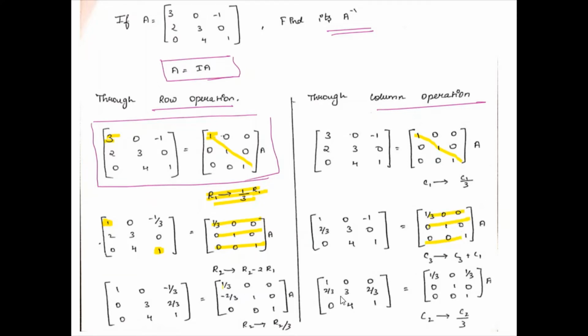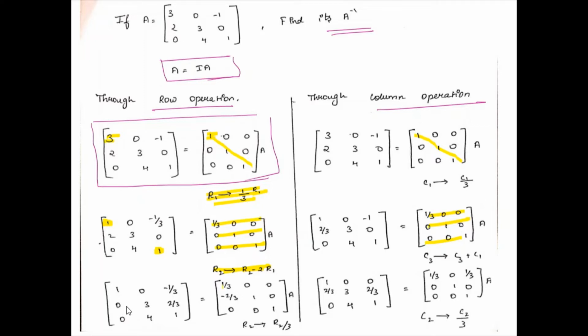Now with the help of A11, that is 1, we should convert all the other elements in the row or column into 0. First, in row operation, we will convert R2 into 0. For that, R2 implies R2 minus 2 into R1. So it becomes R2 implies 2 minus 2 into 1. So therefore, R2 becomes 0.